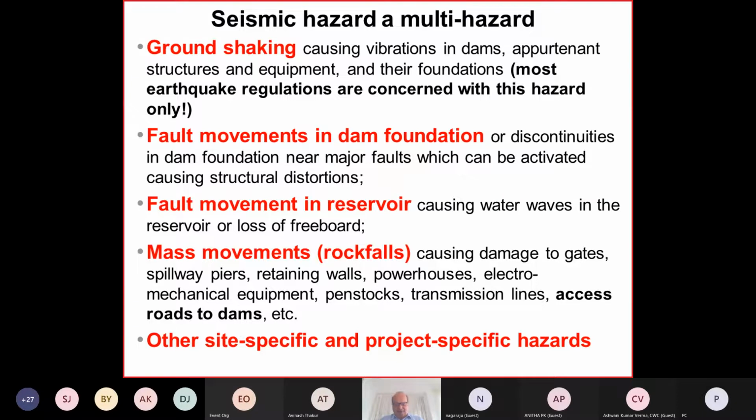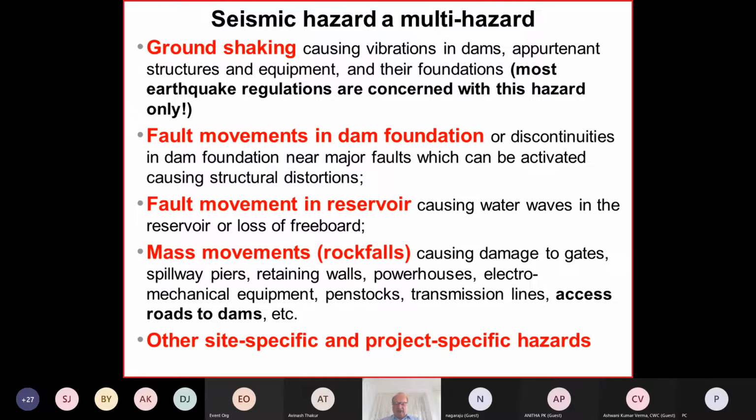that the seismic hazard is not only ground shaking, as specified in seismic design guidelines. We can have a fault movement. I've discussed it already. At the dam site it is very dangerous for a concrete dam. Fault movement in a reservoir can trigger landslides or some impulse waves. And we have mud movement or rock falls or landslides causing all kinds of damage, because the numbers are extremely large, especially in mountainous regions.